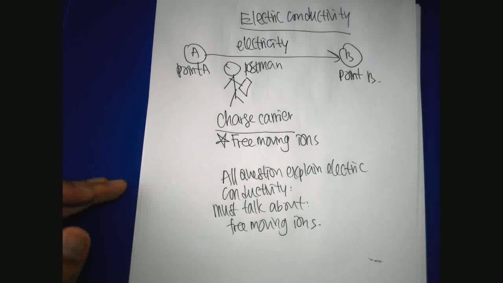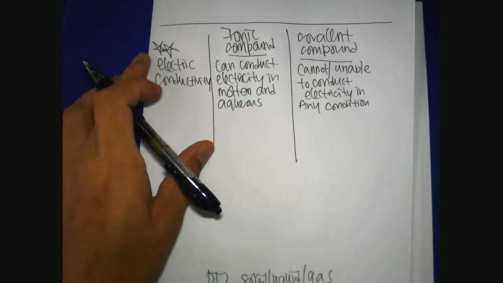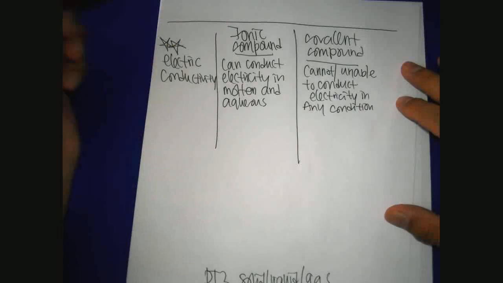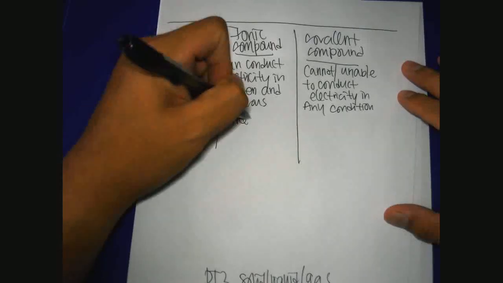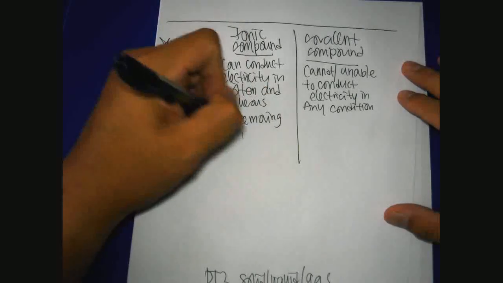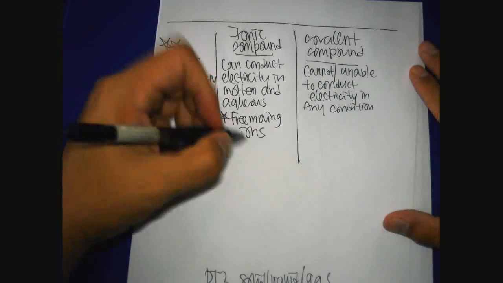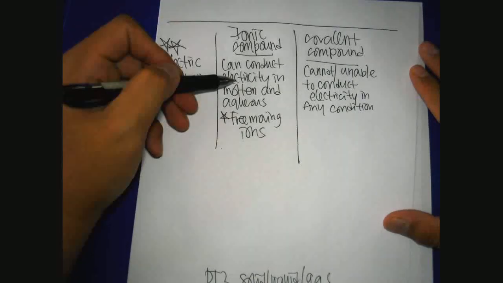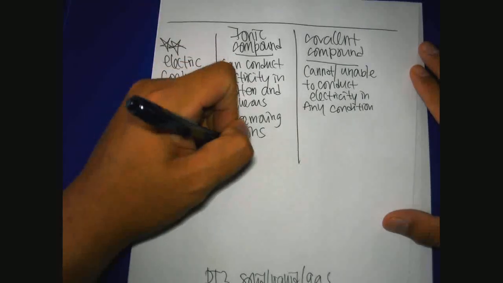Now we will put it back into the table from just now, and see how it makes sense. Ionic compounds can conduct in molten and aqueous states, because in molten and aqueous they have free moving ions. It makes sense because, how come for ionic compounds they never mention solid? Solid cannot conduct electricity. Why?